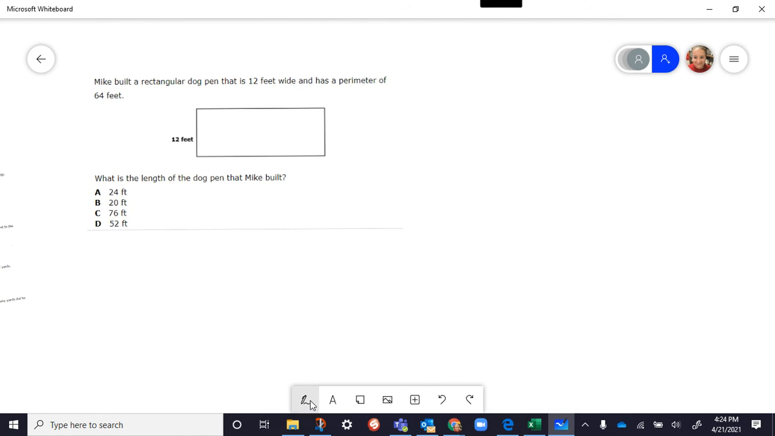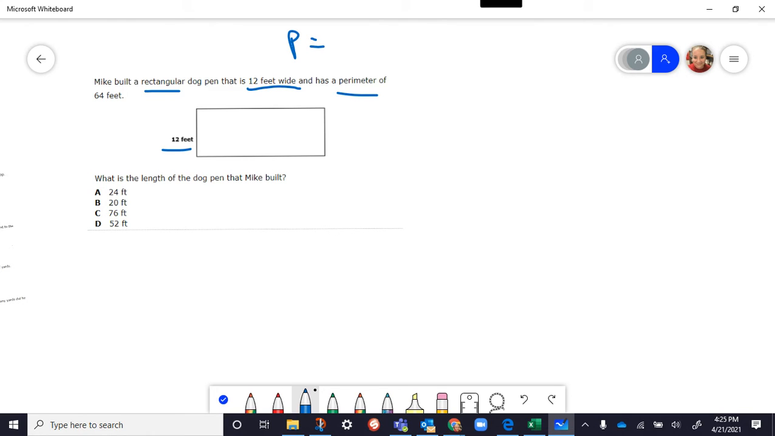Mike is building a rectangular dog pen that is 12 feet wide. So here, rectangular, there's my 12 feet, and has a perimeter. I'm going to write it down. P equals add all sides. So the perimeter is 64 feet. So here it told me what the P is going to be. Perimeter is 64. So instead of writing the letter P, I'm going to put 64 instead.